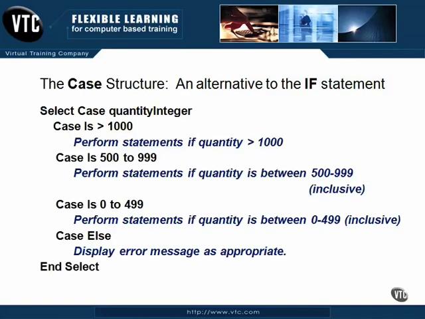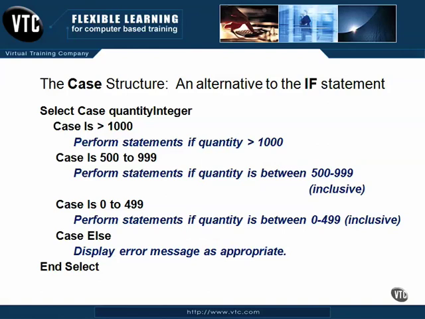Here's an example of a case structure where we have the variable quantity integer, and as you can see, each case is similar to an if statement, except instead of using the word if, we use the word case. The first example is read, case is greater than 1,000. Immediately after that statement, you would place any statements that you would want to be performed if indeed the quantity is greater than 1,000.